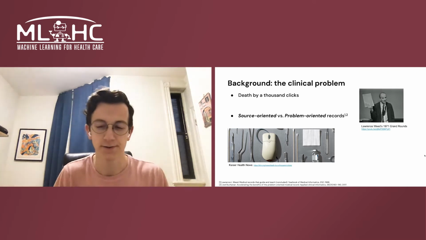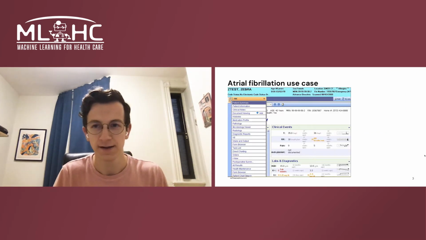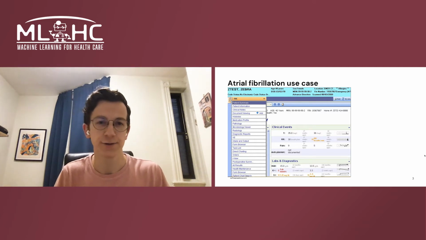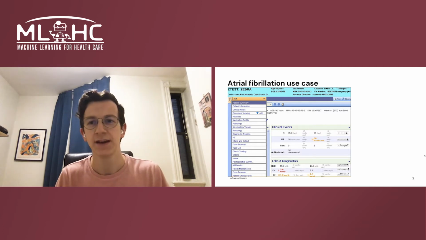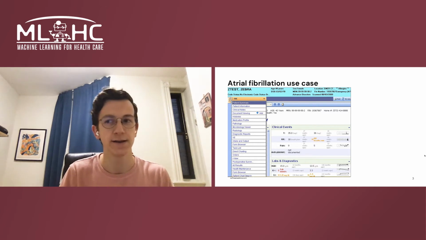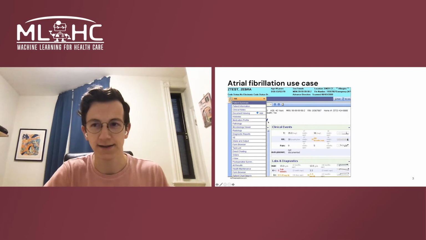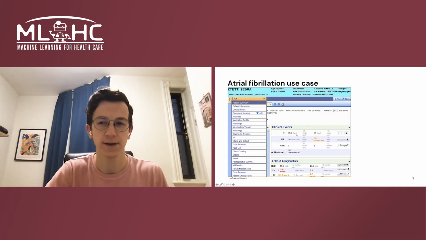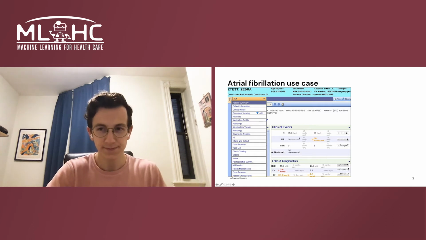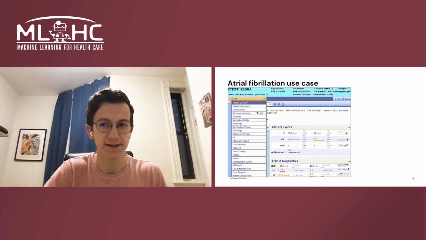I'll explain what I mean by source oriented by example. Imagine you're a physician treating a patient with atrial fibrillation, an irregular heartbeat, and you want to determine if the dosage of their blood thinner is appropriate. In a typical source oriented record of today, as in this mock up, you'd have to navigate the different sources of data via this menu on the left to find medications. Then you have to dig through their medication history to find the dosage, make a mental note of it, go back to the menu, click on all results to look at their lab results and find their clotting parameters, and then keep the dosage in mind to make a decision.